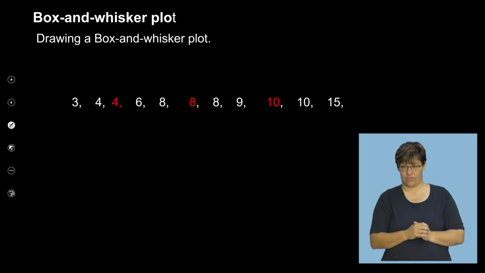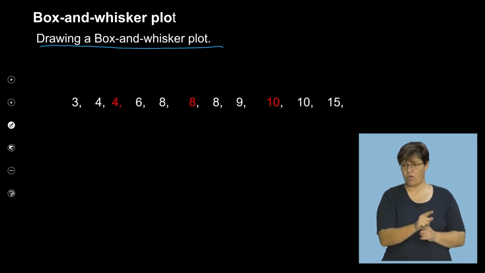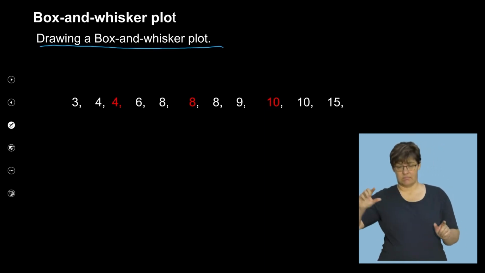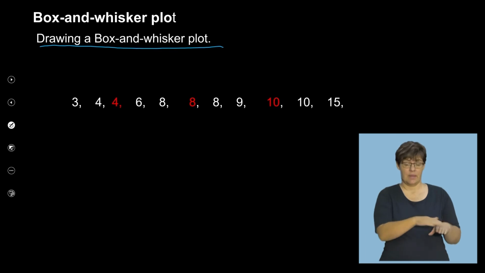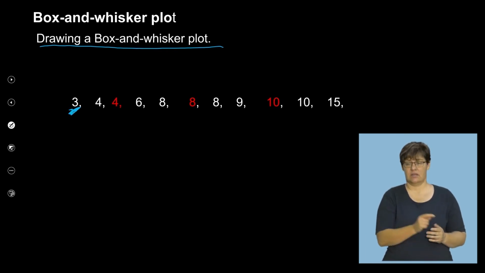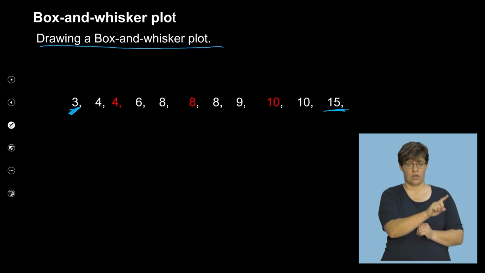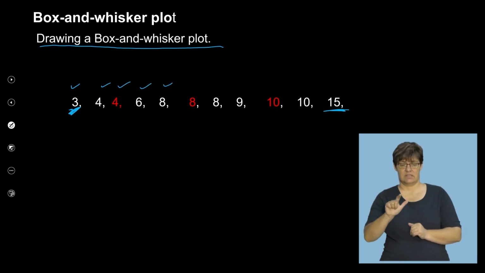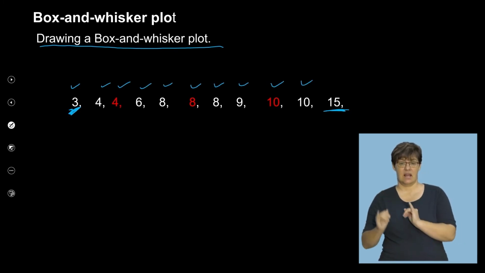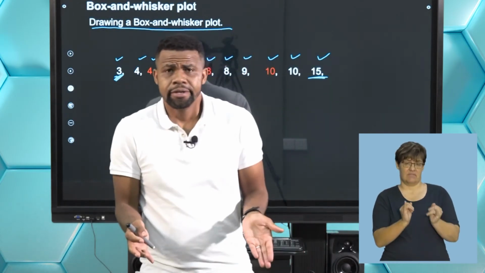So this is what we have now. We have drawing a whisker plot, we have raw data. We've rearranged the data from the smallest to the highest. So the minimum value is 3. That's the minimum value, 3. The maximum value is 15. What is the size of the data? This is 1, 2, 3, 4, 5, 6, 7, 8, 9, 10, 11. Very important. So you have 11.